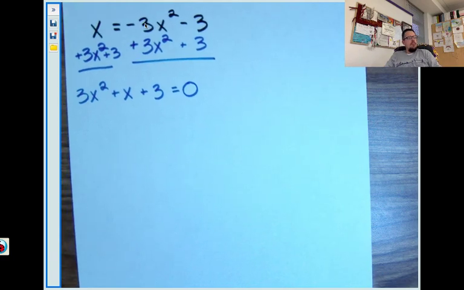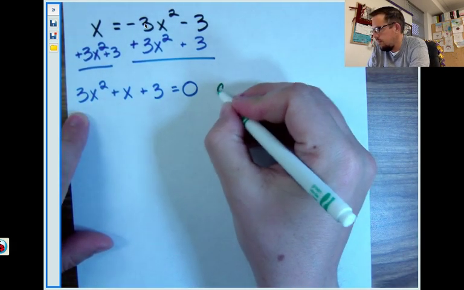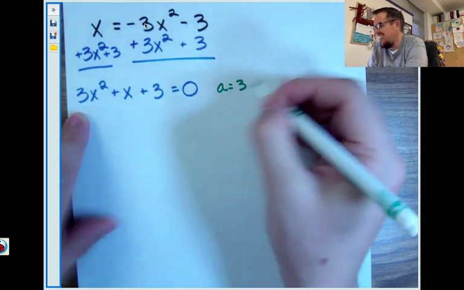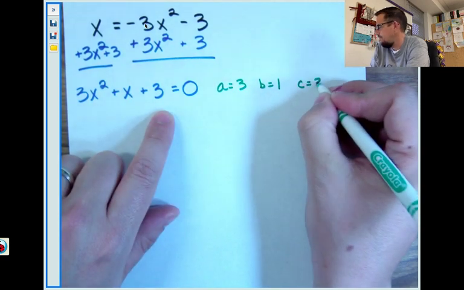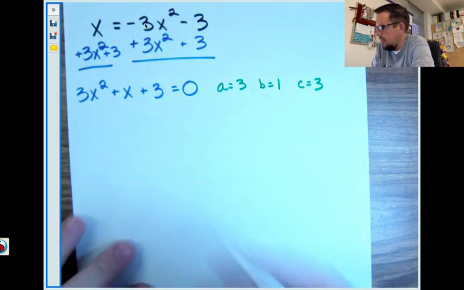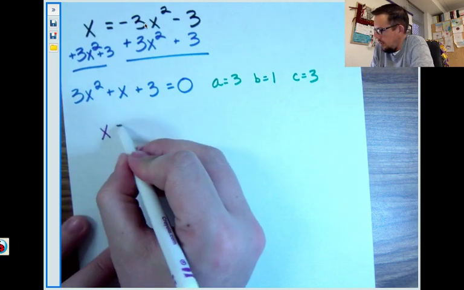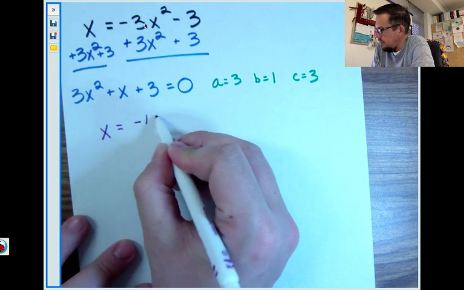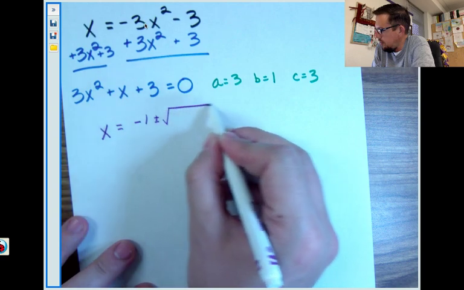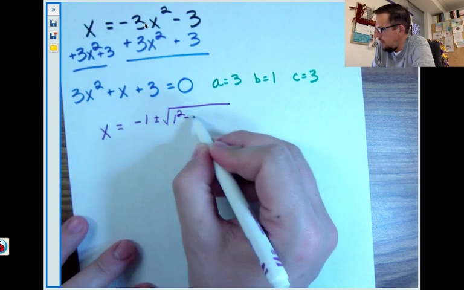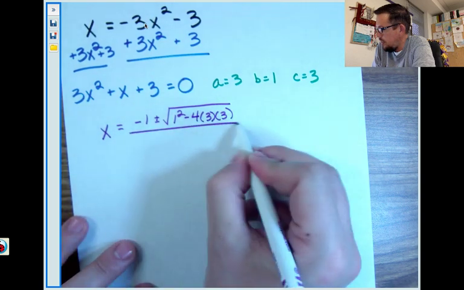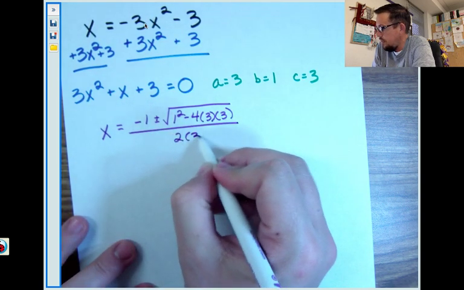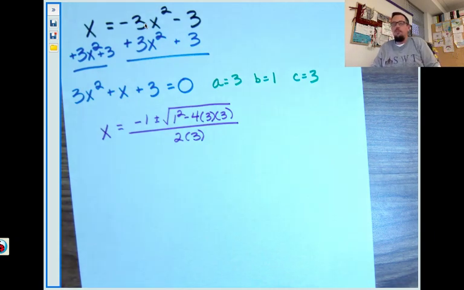What are they? Good. A is 3, B is 1, C is 3. Good. All right, here we go. Quadratic formula: negative b plus or minus square root of b squared minus 4ac. Draw a line under it. 2a will surely fit. It's the quadratic formula.